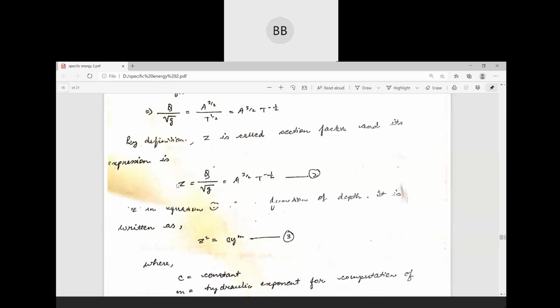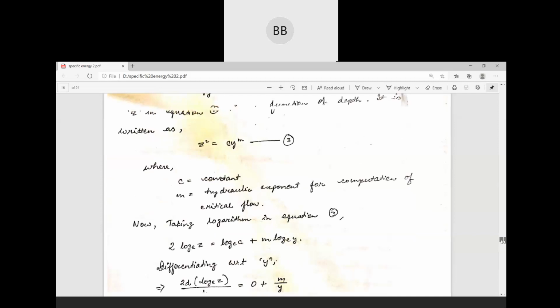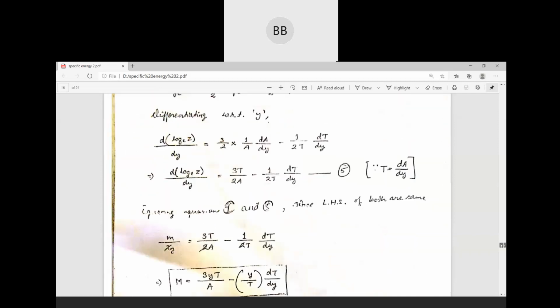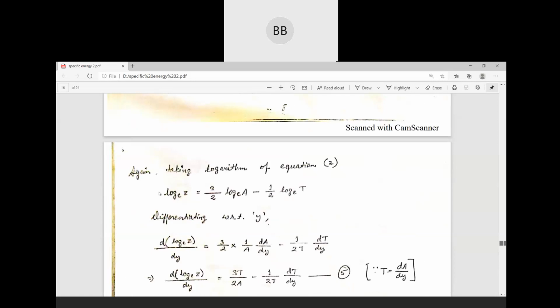If you take log and then differentiate, you are going to get the same expression on the left hand side. So again we take logarithm first for equation number 2 and then differentiate with respect to y. First we take logarithm: log e z, plus, since we have A to the power 3 by 2, 3 by 2 log e A, minus, because T to the power minus half is there, half log e T.